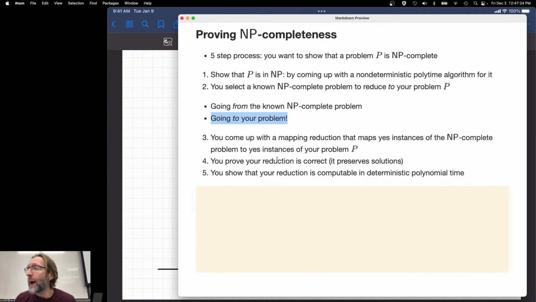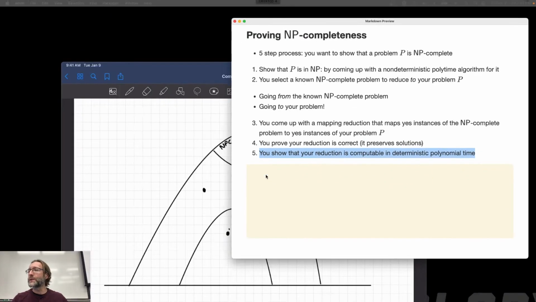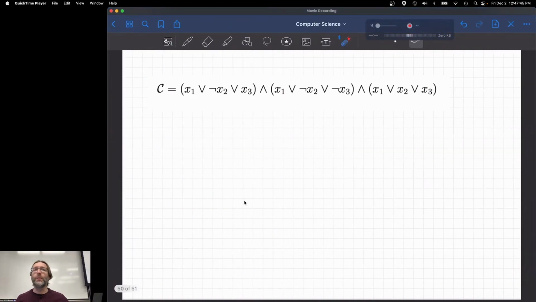3, you come up with a mapping reduction that maps yes instances of the first problem to yes instances of the second problem. Then 4, you show that the reduction is correct. You just need to prove it, and it's an if and only if condition. Then 5, you show your reduction is computable in deterministic polynomial time. Right? So let's go through this 5-step process for the clique problem.